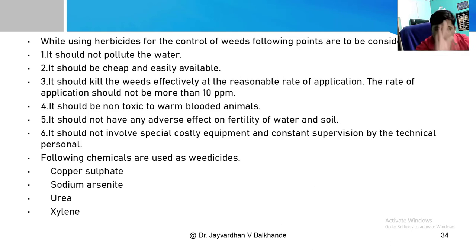The price of this herbicide should be low, so it can be easily available to the fish farmers. Okay. Next, it should kill the weed effectively and at a reasonable rate of application, and the rate of application should not be more than 10 ppm. So below 10 ppm you should apply in the water body for controlling the aquatic weed, okay.